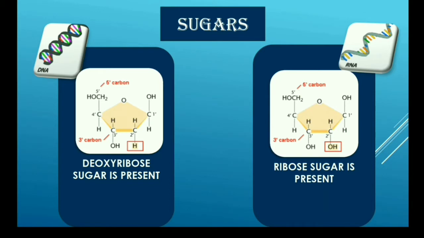Why do we say that DNA has deoxyribose sugar? D means removal and oxy means oxygen. It means the removal of oxygen on carbon number 2. The absence of oxygen on carbon number 2 is called deoxy. So that's why we say DNA has deoxyribose sugar, while RNA has ribose sugar.